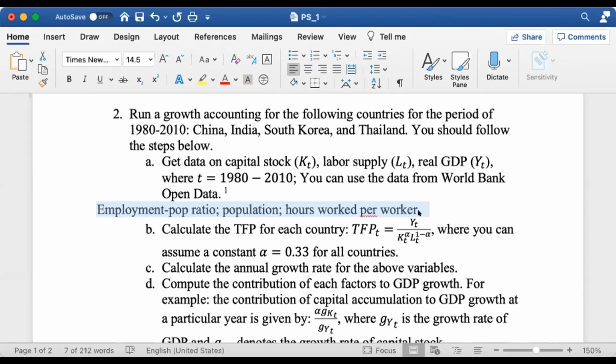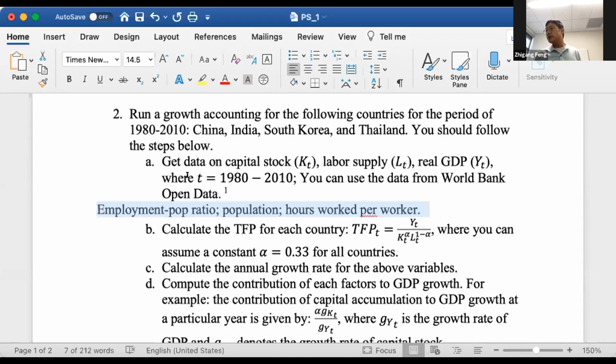Gotcha. So I guess the best way to do it would be to change all my variables to start at 1991 so it's consistent, as opposed to using variables beginning in 1980 and 1991. Right. Gotcha. Okay, that makes sense.